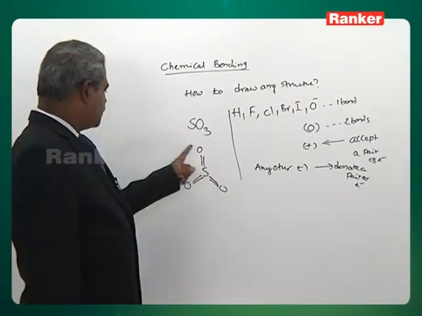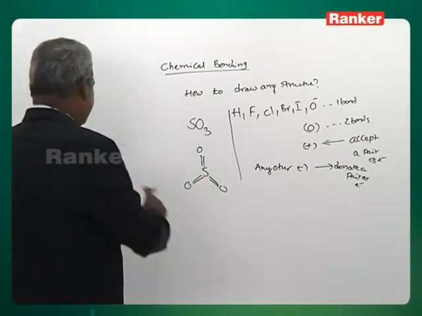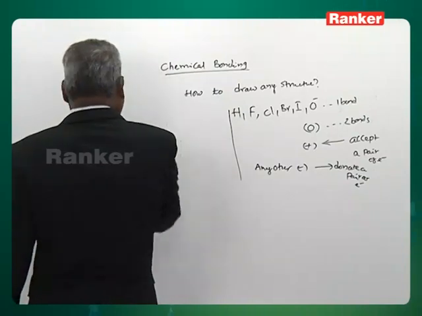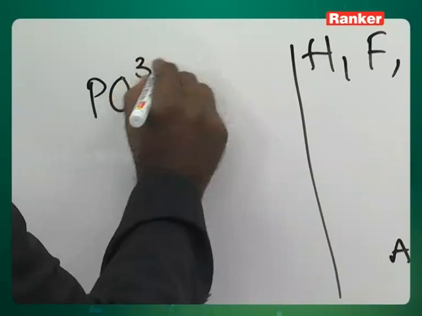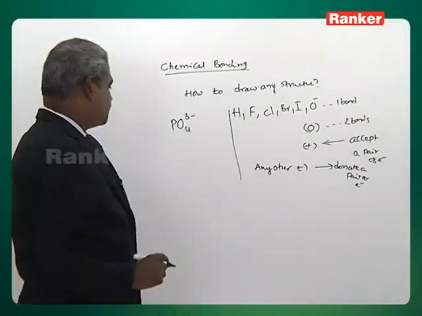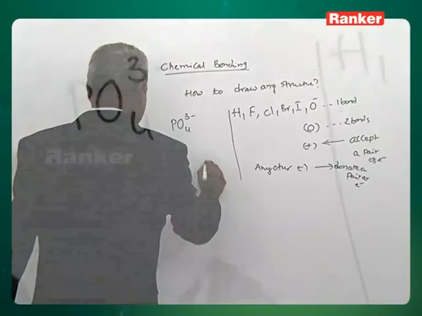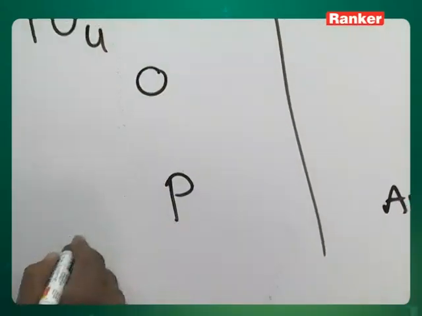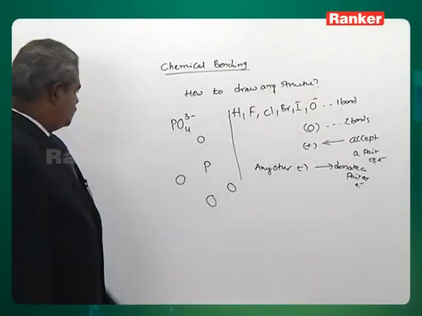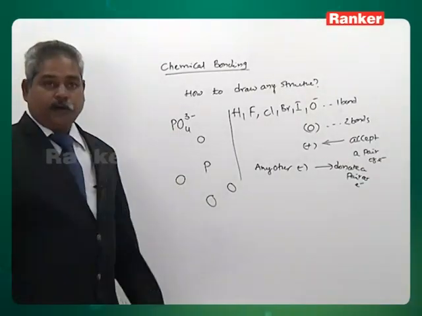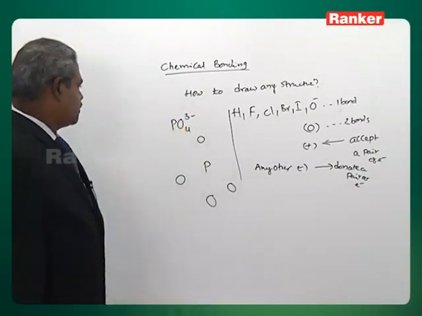SO3: 1 sulfur, 3 oxygens, each of them forming 2 bonds. Now, let us take PO4 3-. Phosphorus is the central atom here. PO4: 1, 2, 3, 4 oxygens, but 3 of them are minuses. The formula itself suggests 3-.